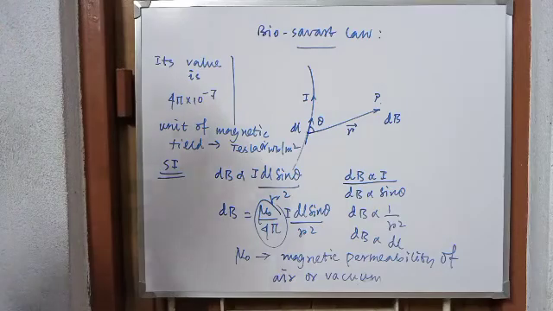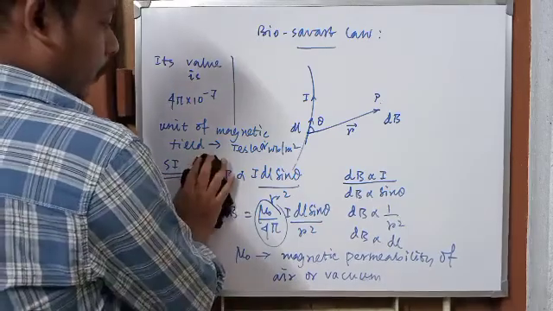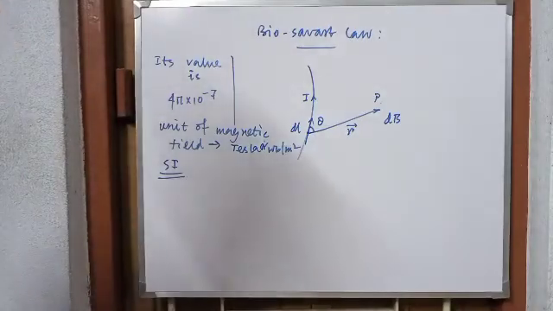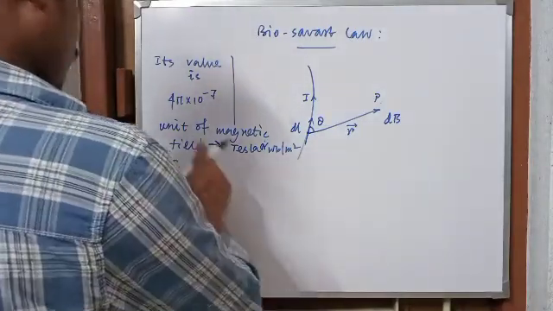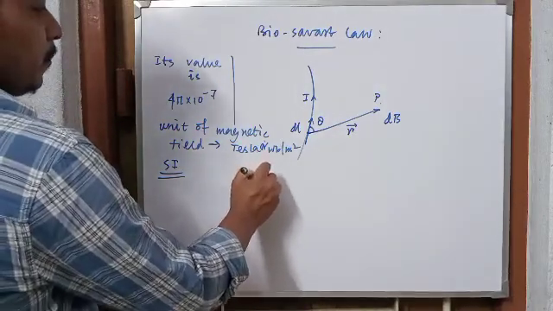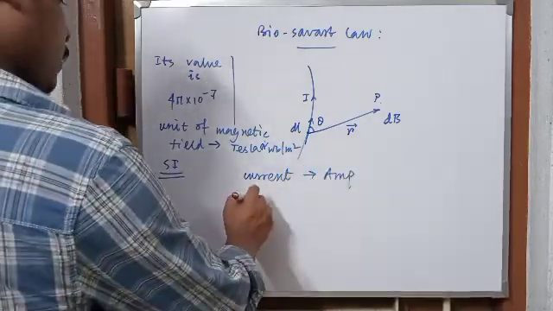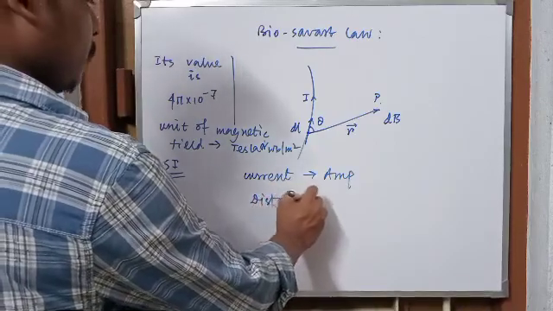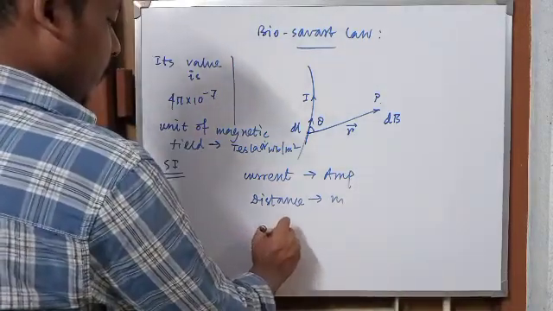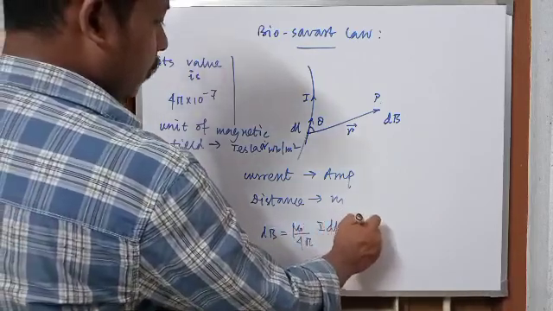So we find that dB is equal to mu naught by 4 pi, I dl sine theta by r square. Now we have to find the dimension and unit of mu naught. Unit of magnetic field is Tesla or Weber per meter square. Current, we know, SI unit is ampere. Distance is in meter.